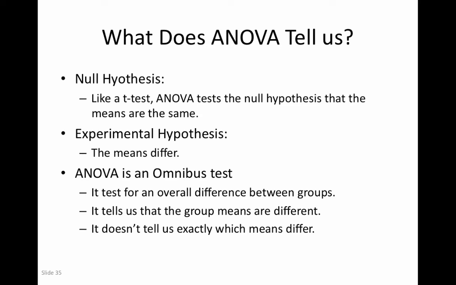So we use an ANOVA. What does an ANOVA tell us? The null hypothesis. Like a t-test, the ANOVA tells us the null hypothesis that the means are the same, and the experimental hypothesis, that the means are different.